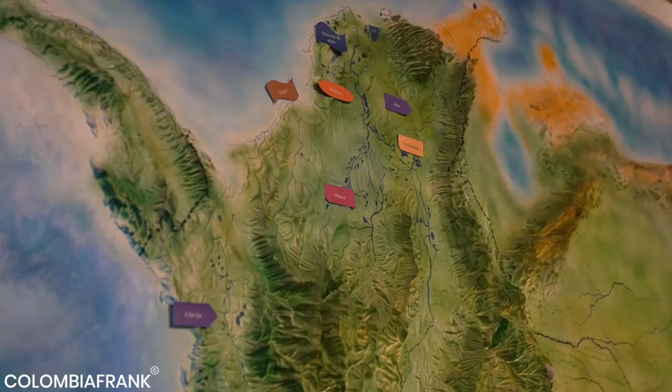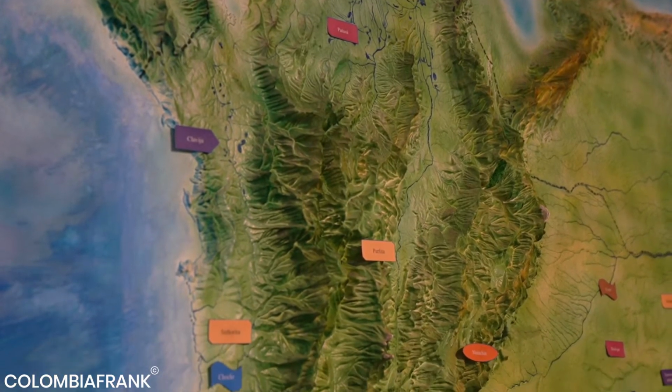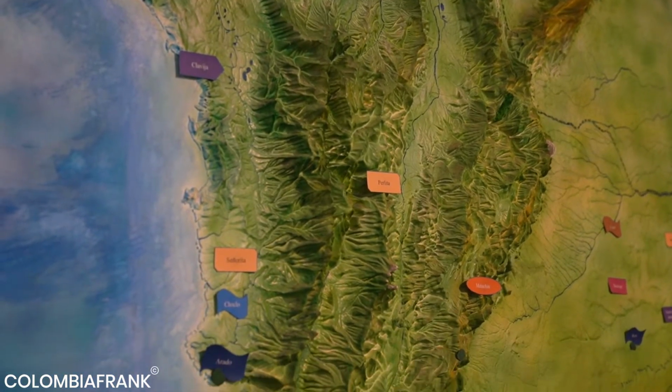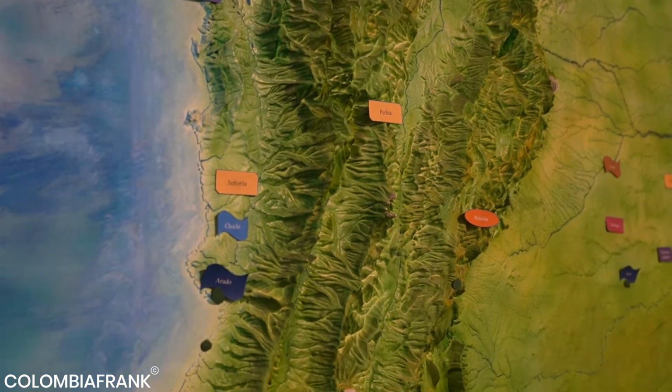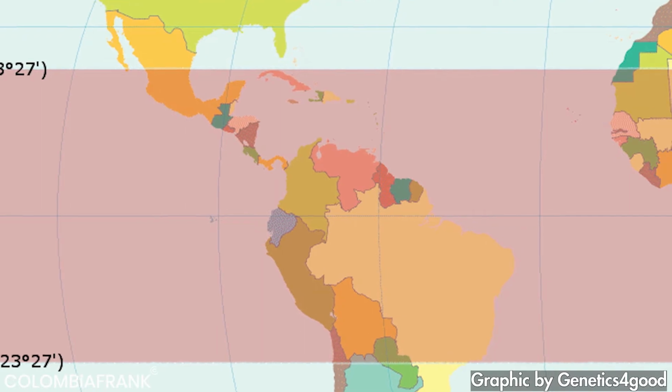biodiversity explode. In Colombia, we have the Andes here, so we have that elevation gradient, very strong, and we are placed in the middle of the tropics. So those things together make us a hotspot of biodiversity.